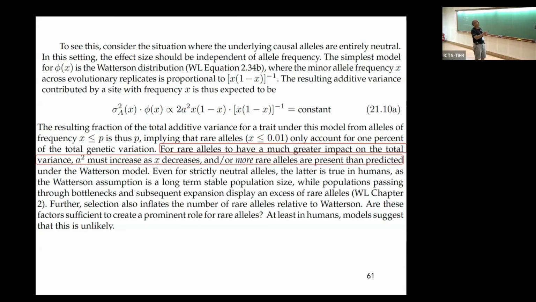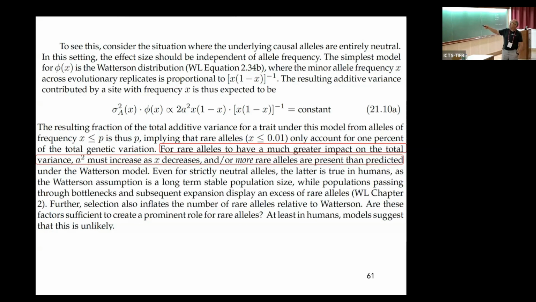And what this says is the fraction of variation accounted for by alleles at frequency less than 12% is 12% of all the variation. You have a uniform here. So if you do this calculation, rare alleles, for example 1%, could only account for 1% of the variation. Now that's under the assumption that the allelic effect is independent of the frequency.